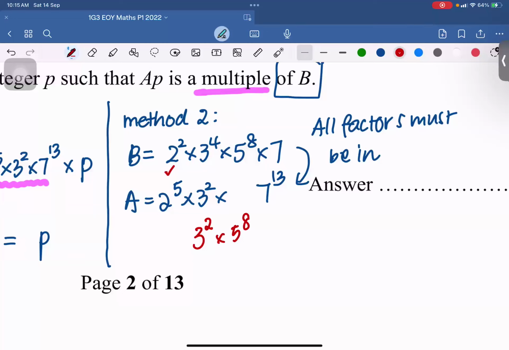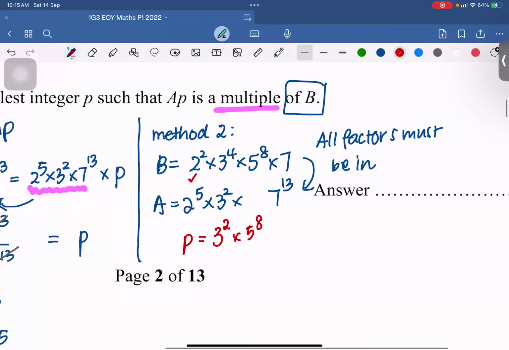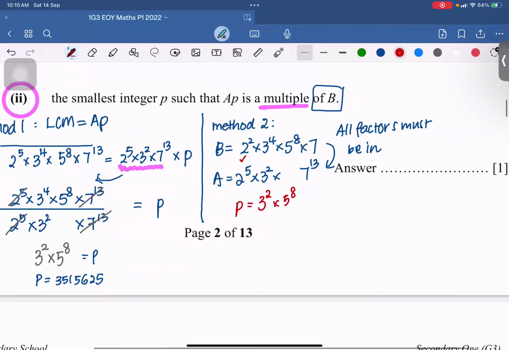Then 7 is here. This already has a surplus, 7 to the power 13 already. So 7 is in. So therefore, the answer for P will be just this, and it is the same number we calculated. All right. So that will be our answers.